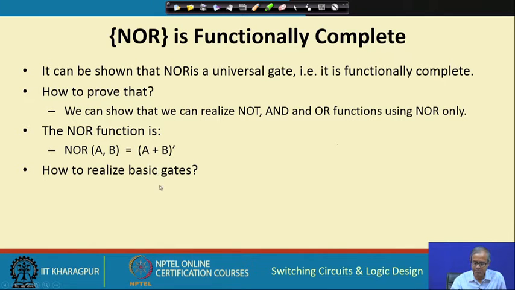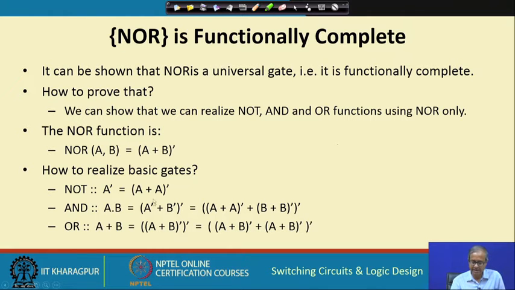Now, realization of basic gates, in a manner similar to NAND, I am showing here, and the corresponding circuits one by one. First, NOT: you take a NOR gate, tie the two inputs together just like a NAND. If we apply A, it will be A or A, just this. This A or A means only A. So, the output will be A bar. So, NOT can be implemented.